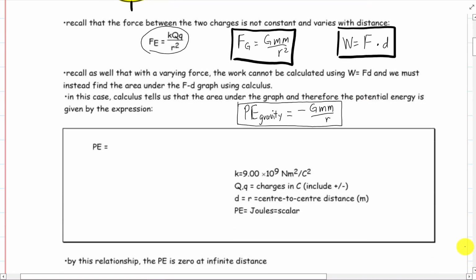Well, that's the same for electrostatics. It's kQq over r. k is the constant, q's are the charges, and r is how far it is from the center of the object of one charge to the other. Now that's how much work it takes to move it out to infinity. Now you'll notice a slight change, but I'll talk about that in a second.